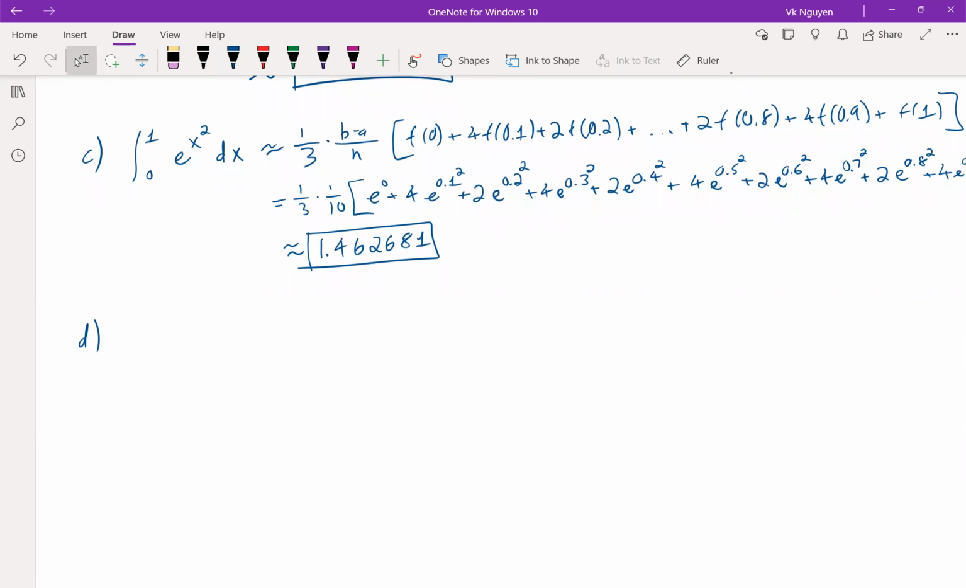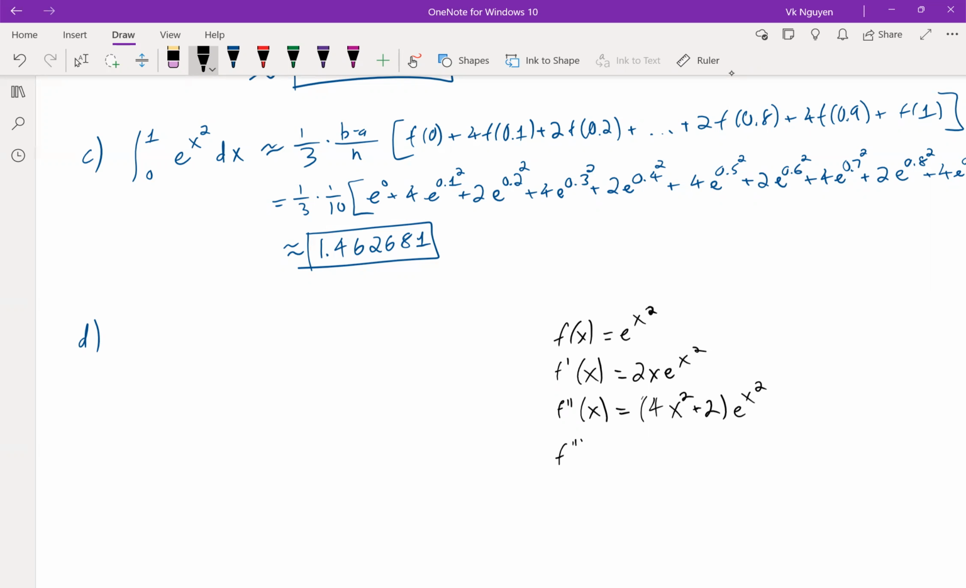Before we take a look at the error, it is best if we get the derivative of f(x) = e to the x squared up to the fourth derivative. So f prime x is 2x e to the x squared. f double prime x is (4x squared + 2) e to the x squared.